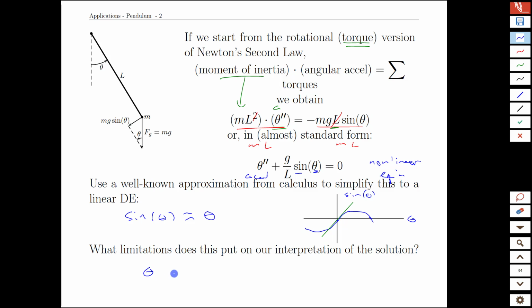And that's what we have to have here. Angle is small, or more specifically, close to 0, positive or negative. In practice, this means less than 10 to 15 degrees. Okay. So in other words, if the swing of this pendulum is plus or minus 15 degrees in either direction, we can, to a high degree of precision, replace the sine theta with simply the angle itself.